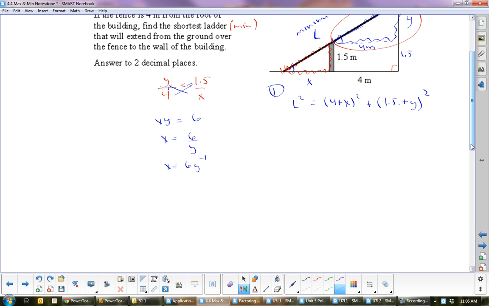Okay, so let's get rid of that x now. So this is going into here. So L squared equals 4 plus 6y to the negative 1, squared, plus (1.5 plus y) squared.